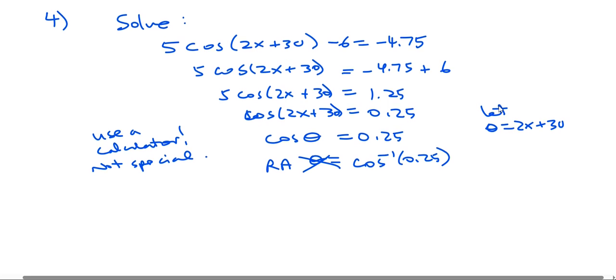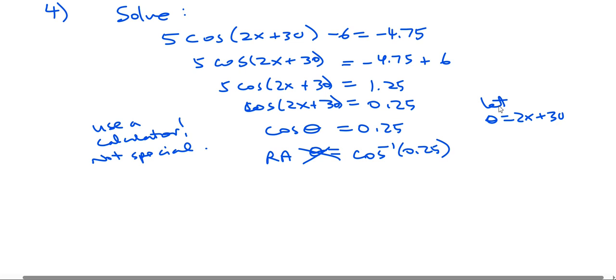So where is cosine positive? Quadrant 1 and quadrant 4. So whatever number I get from my calculator is going to be my related angle in quadrant 1 and quadrant 4. So I'm just going to get my calculator now. 0.25, and I get 75.5 degrees. So just for simplicity, I'm going to round it to 76 degrees. That's my related angle. So there's one here and there's one here, but that's not my theta.